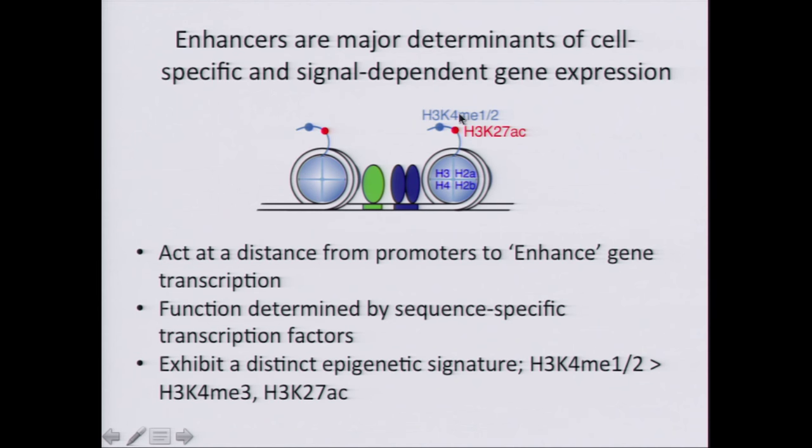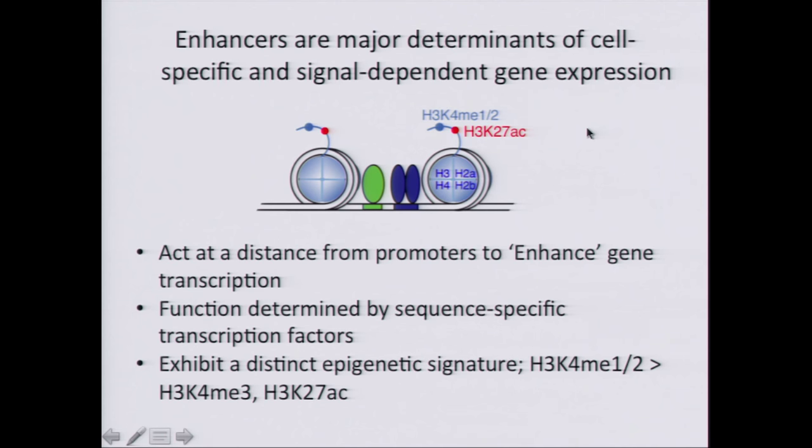Monomethylation, as discovered by Bing Ren, in excess of trimethylation, is a signature of enhancers, and enhancers that are active tend to be acetylated, and one of the acetylation marks associated with active enhancers is H3K27.